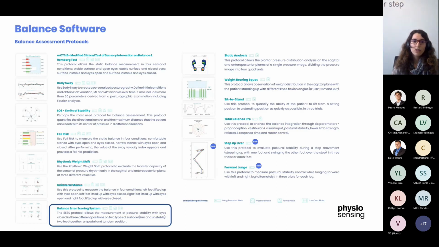It's just to give you a look at all the available protocols that we have in our balance software. The BESS protocol is just one of 14, and it is available on all the platforms that we have, the force and pressure platforms.